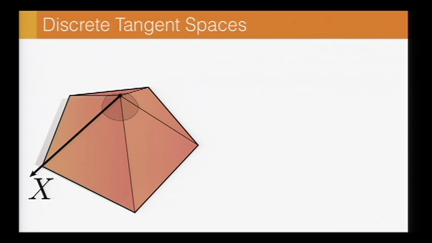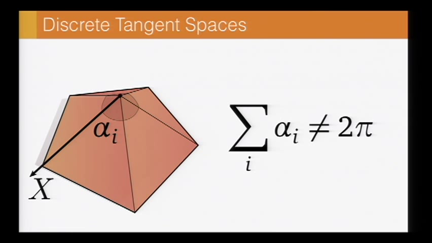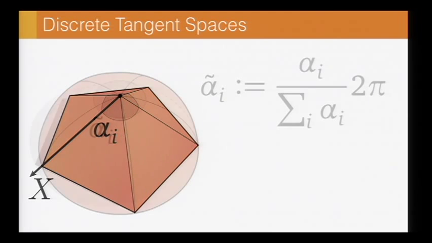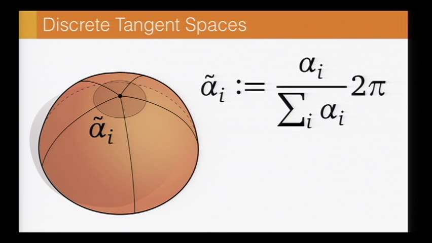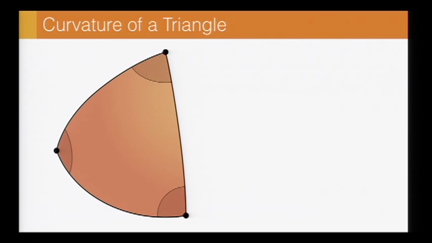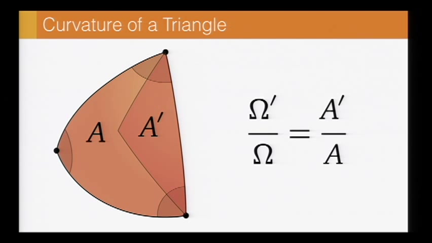Now, on a discrete surface, the angles around a vertex don't add up to 2 pi as they do on a smooth surface. And so the first thing we're going to do is normalize all these angles by the angle sum so that they do add up to 2 pi. And what you can imagine has happened here is we've taken these flat Euclidean triangles, and now since their angle sums are no longer 180 degrees, you imagine they have some curvature omega. Now, if we imagine that this curvature is uniformly distributed over the triangle, then the curvature of any subtriangle is just proportional to its area.